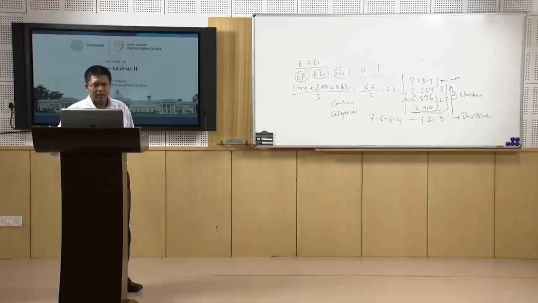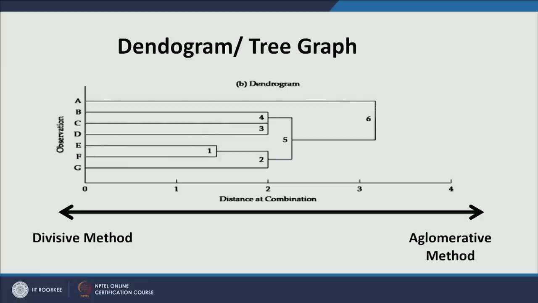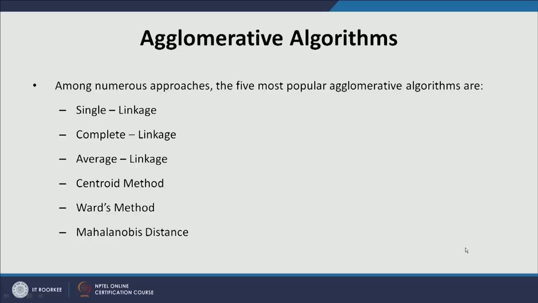I explained the divisive method also. So this is how the dendrogram looks, right? This is the divisive method, and this is the agglomerative method. In one place I have shown both.